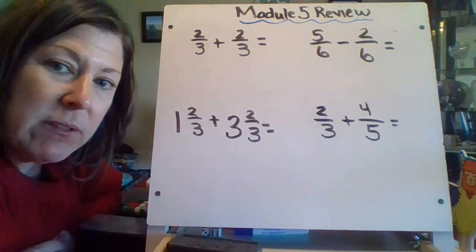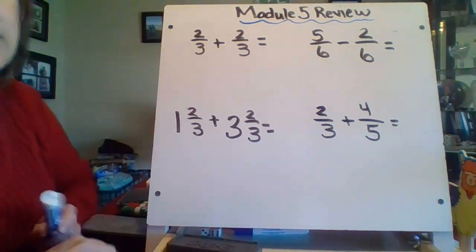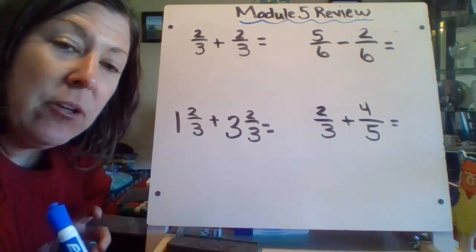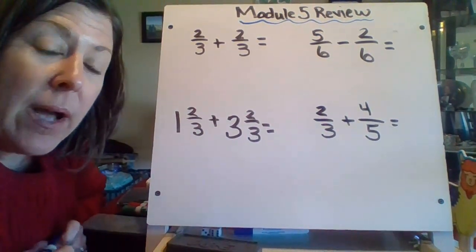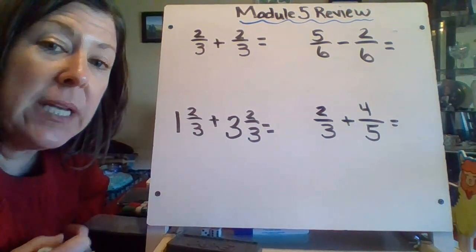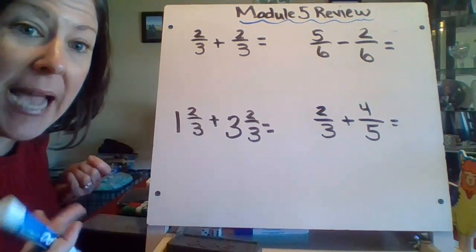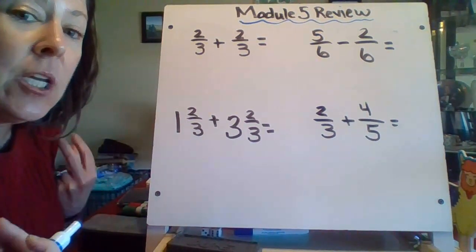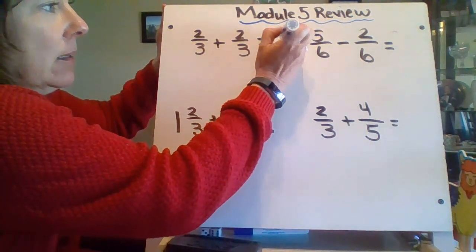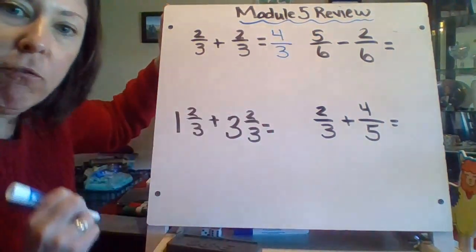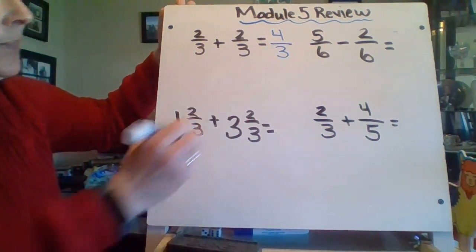So this next part of the review has to do with adding and subtracting fractions. And just like with comparing, I do want to make sure that it's apples to apples. So I look at my first example, 2/3 plus 2/3. Thirds to thirds. Looks good to me. So I'm just going to add my thirds or my apples. 2/3 plus 2/3 equals 4/3.